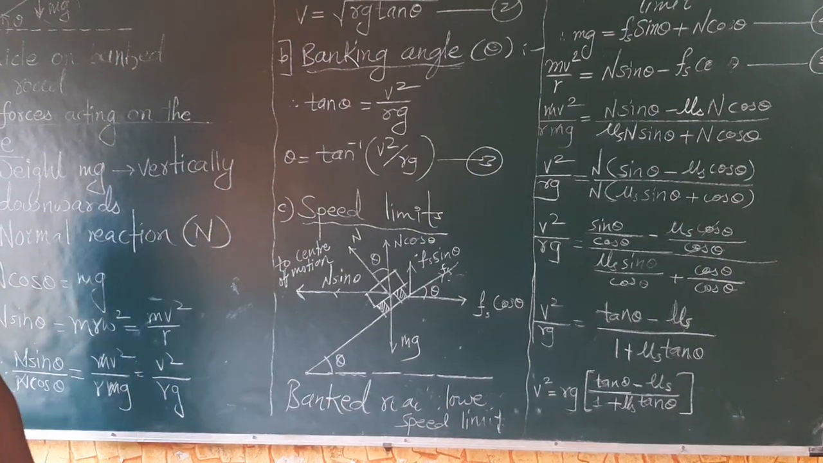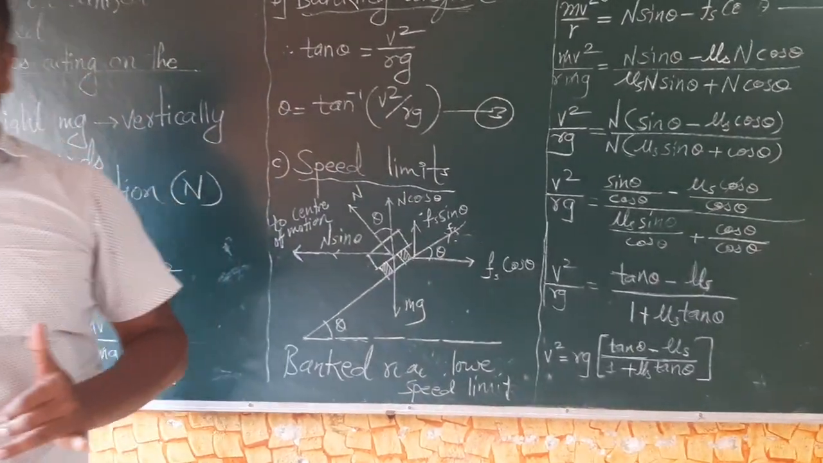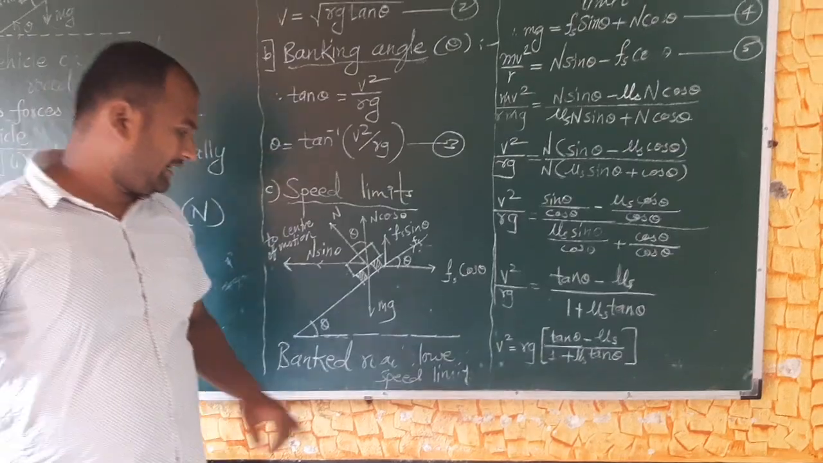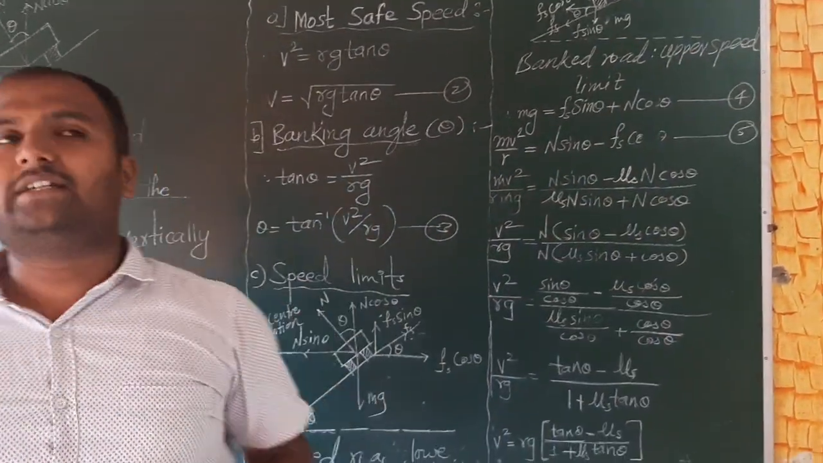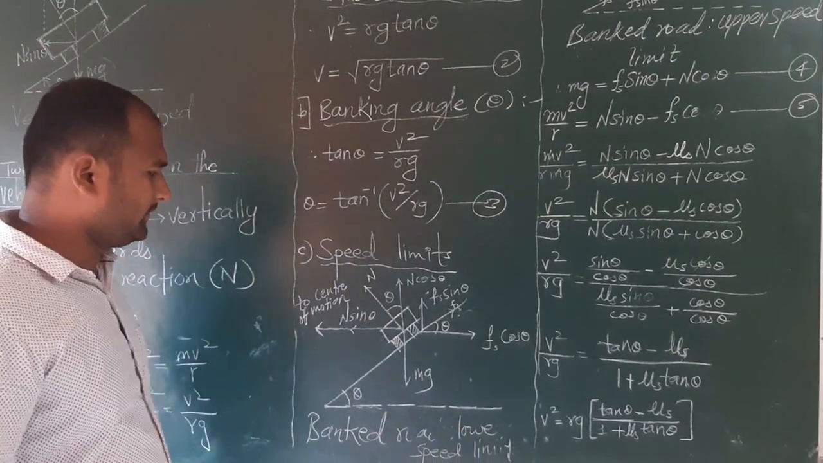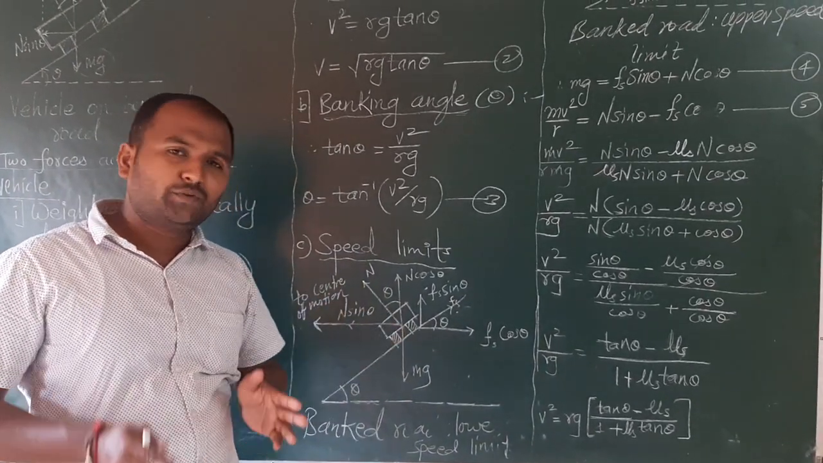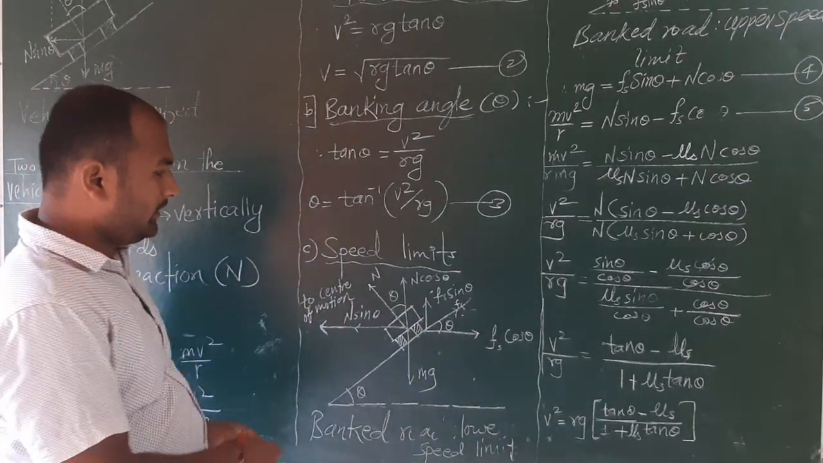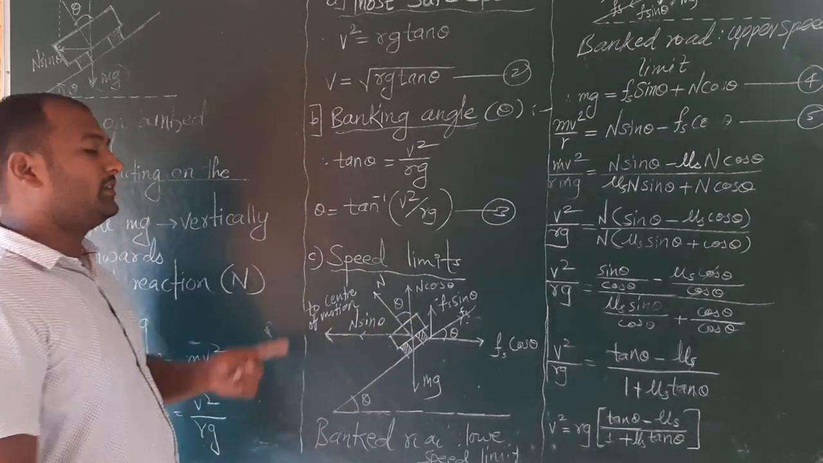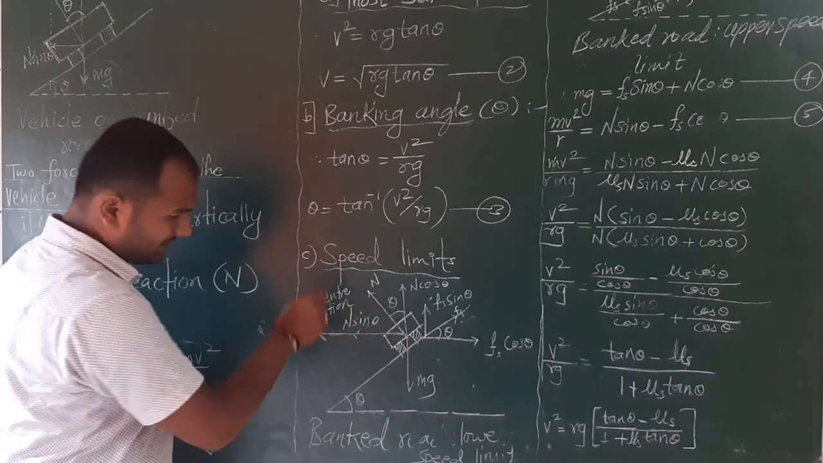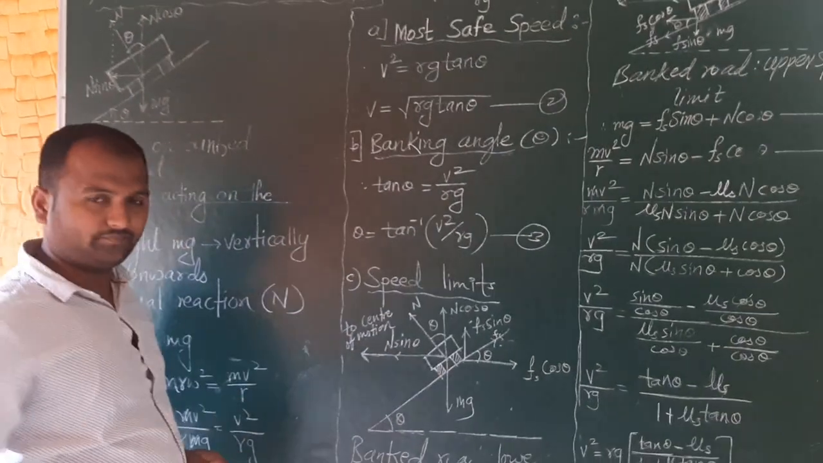And the last formula given here is speed limits. In speed limits there are two conditions. First one is the lower case and second is the upper case. So what is the lower case, what is the upper case? Consider a vehicle moving on a banked road surface. Here again weight mg is acting in a downward direction, n cos theta is acting in a vertically upward direction, and n sin theta is acting in a horizontal direction, the same as before.